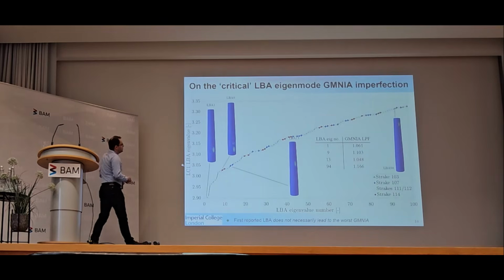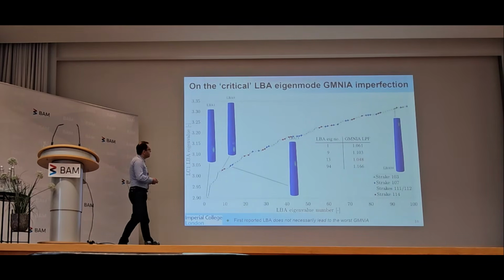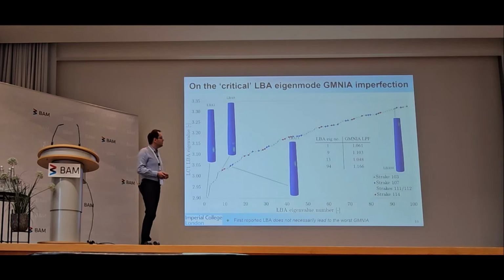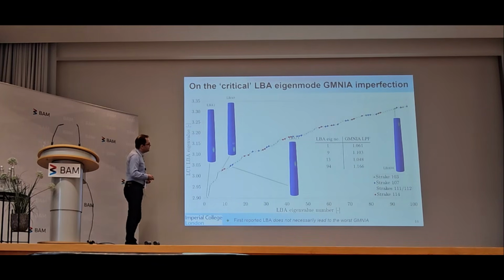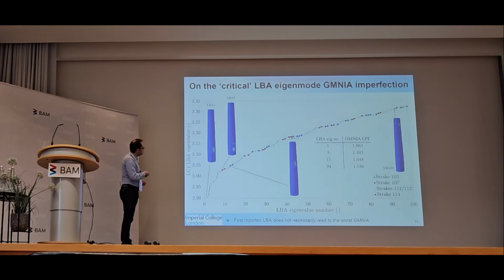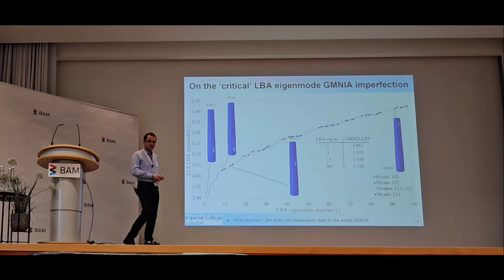Just the final point on LBA eigenmode imperfections. This is a spread of the first 100 eigenmodes for load case 1. The colors identify roughly where in the tower most of the deformations associated with an eigenmode are. The white ones are down here, red ones are a bit lower, blue ones are a little higher, and then there's the green ones up here. And the point of this is simply to show that the very first eigenmode that you get will not necessarily give you a critical imperfection as far as GMNIA is concerned.